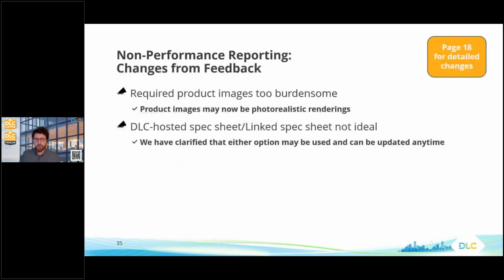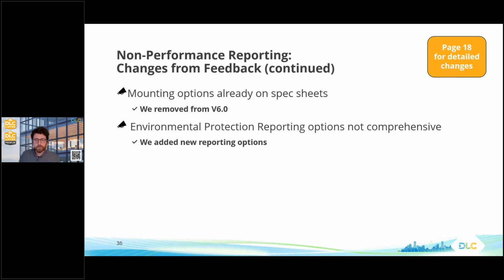Our requirements for product images were not in line with how manufacturers represent products, so in Draft 2, we have allowed photorealistic renderings in addition to photographs. We also received varying feedback that either of the two options for the spec sheets on the QPL wasn't ideal for manufacturers. In Draft 2, we improved the language to make it clear that we aren't going to require one or the other. Either the DLC hosted option or the link may be used. We heard that the mounting option requirement was seen as too duplicative of the information on spec sheets, so we have removed that requirement entirely. Finally, our environmental protection reporting options didn't offer a wide enough range of ratings, so we have expanded those options for reporting in Draft 2.